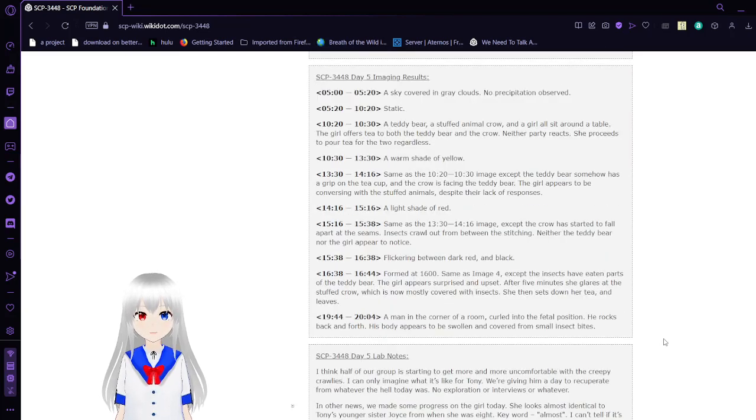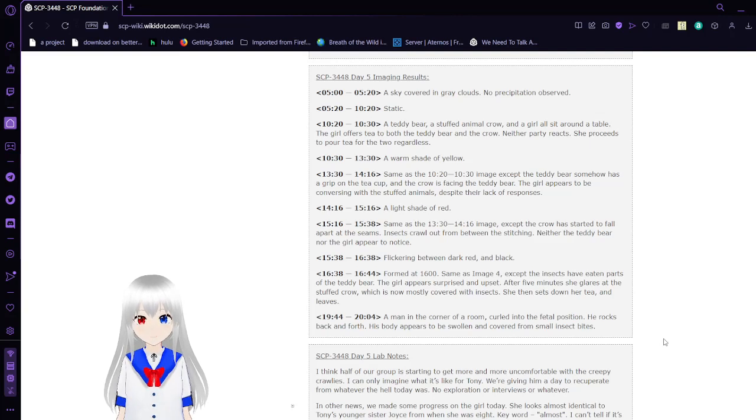Day 5 Imaging Results. 5 to 5:20, a sky covered in gray clouds. 5:20 to 10:20 is static. 10:20 to 10:30, a teddy bear, a stuffed animal crow, and a girl all sat around a table. Girl offers tea to both the teddy bear and the crow. Neither party reacts. She proceeds to pour tea for the two regardless.